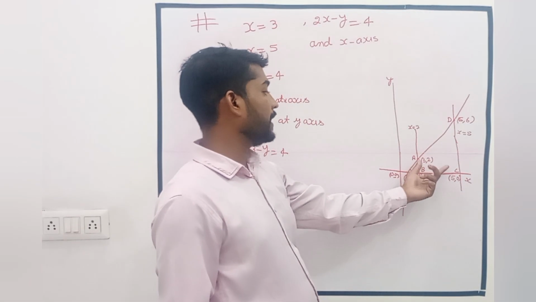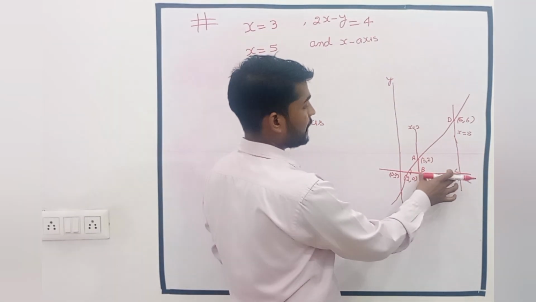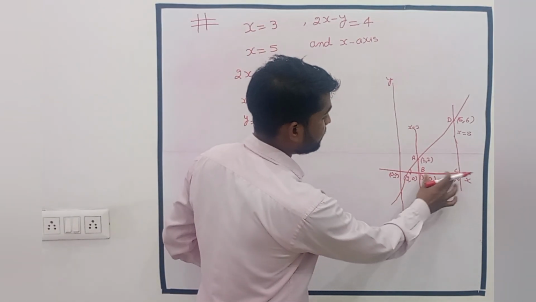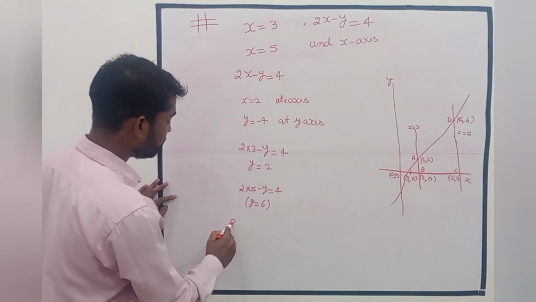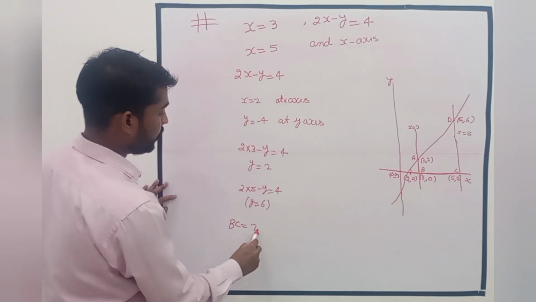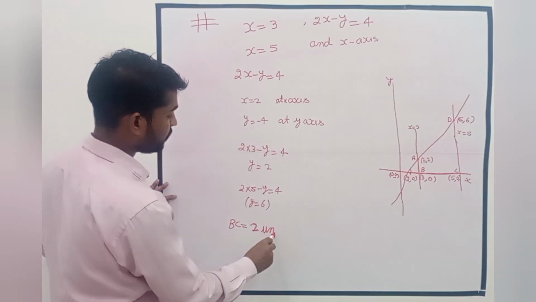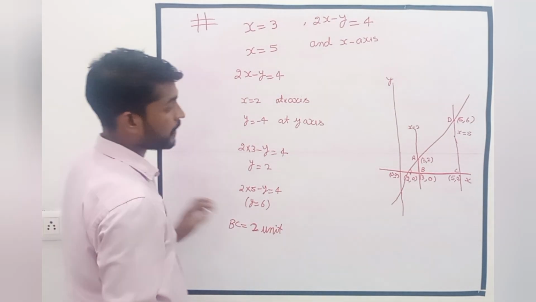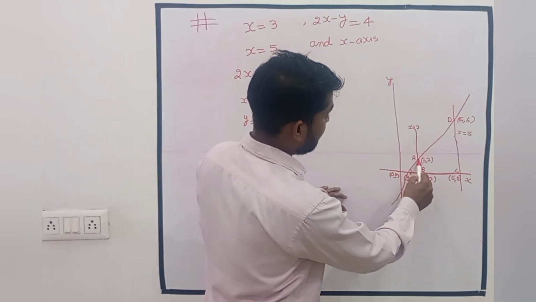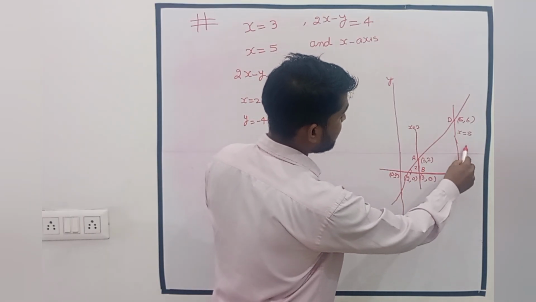Now we see here that this is a trapezium quadrilateral. These are the parallel sides, and this is the perpendicular distance between these two, the perpendicular distance BC. We can see that 5 minus 3 is 2 units. And here are the parallel lines: the value of this one is 2, and the value of the other is 6.